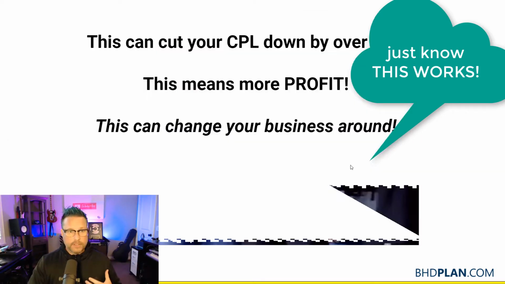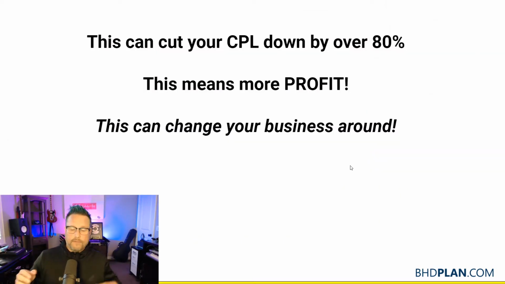So these techniques, I got a 2 Comma Club Award using these. I built huge email lists, millions and millions of emails using this. And so if you follow this one suggestion that can change everything, it can cut your cost per lead down by over 80%. And that just means more profit, more money in your pocket by following this. It'll change your business around completely.